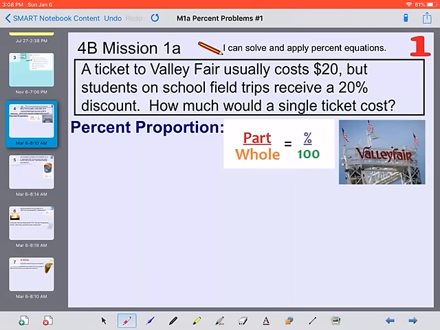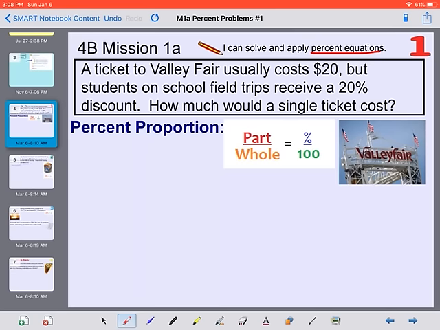Hello, today we are starting Unit 4B with first applying and solving percent equations. So this is very similar to Unit 4A. Every question we have now just has to deal with a percent. So we're still setting up proportions.